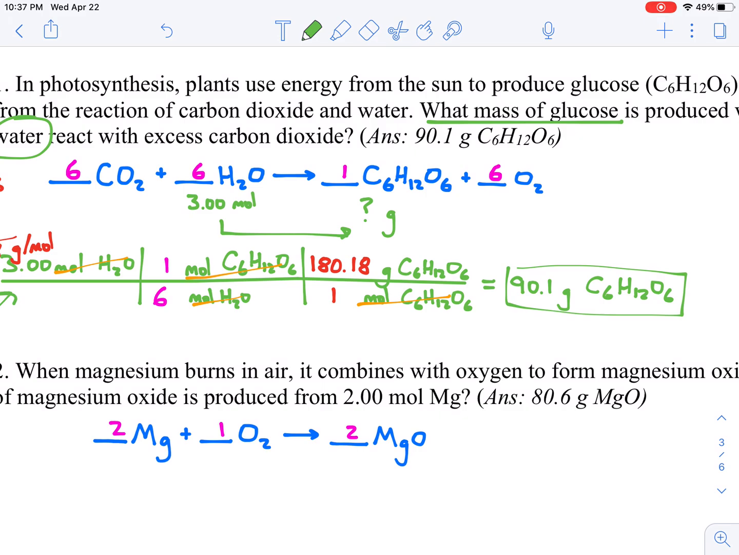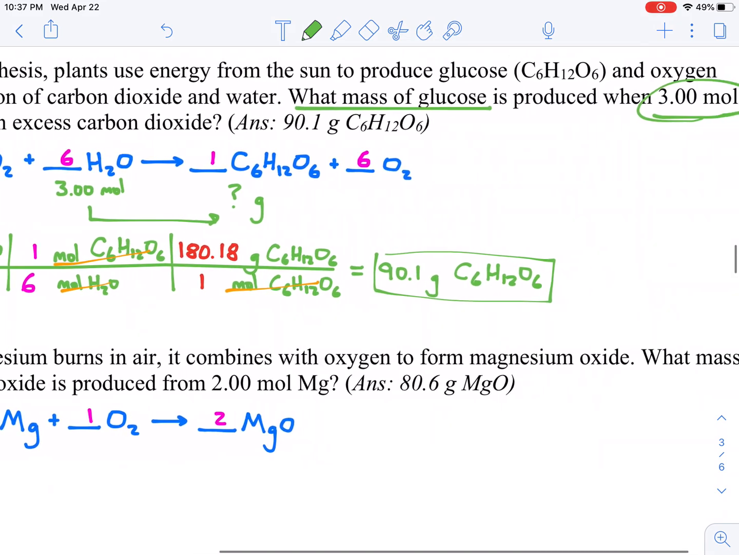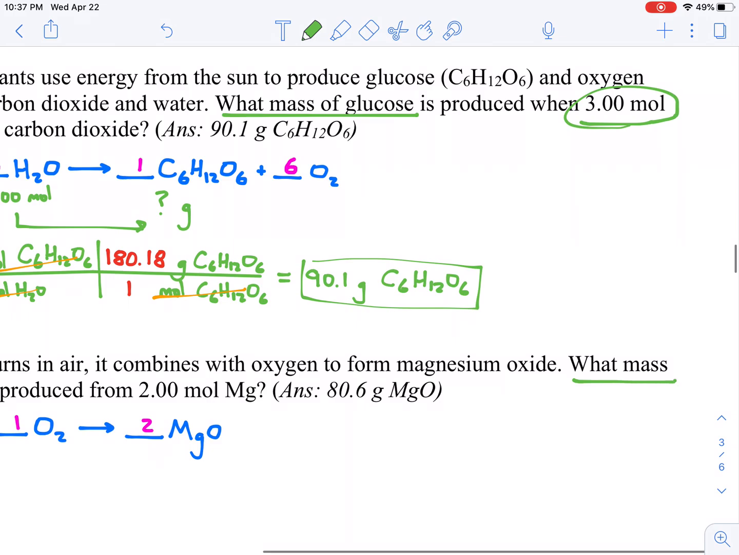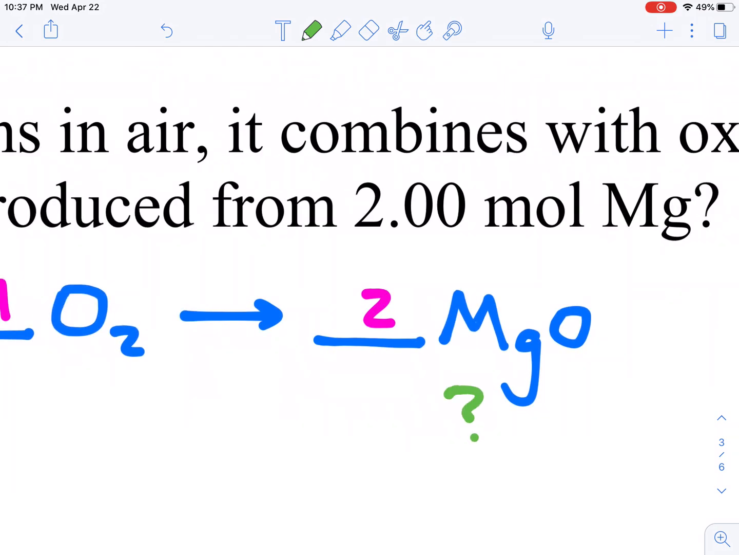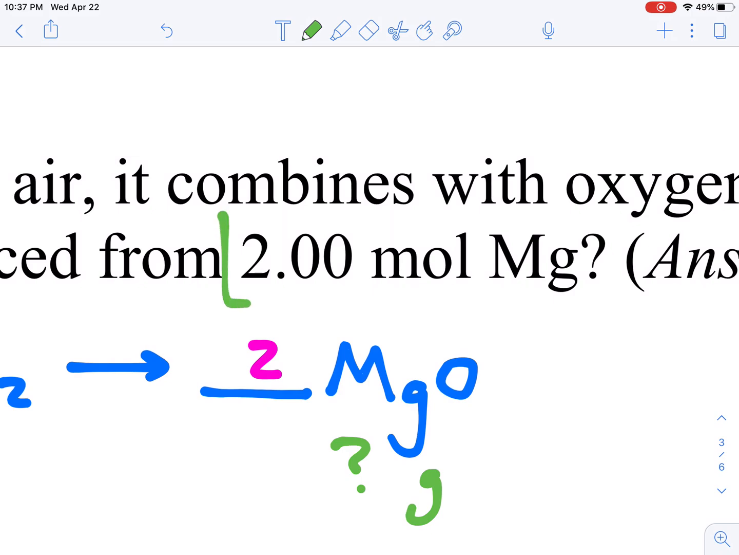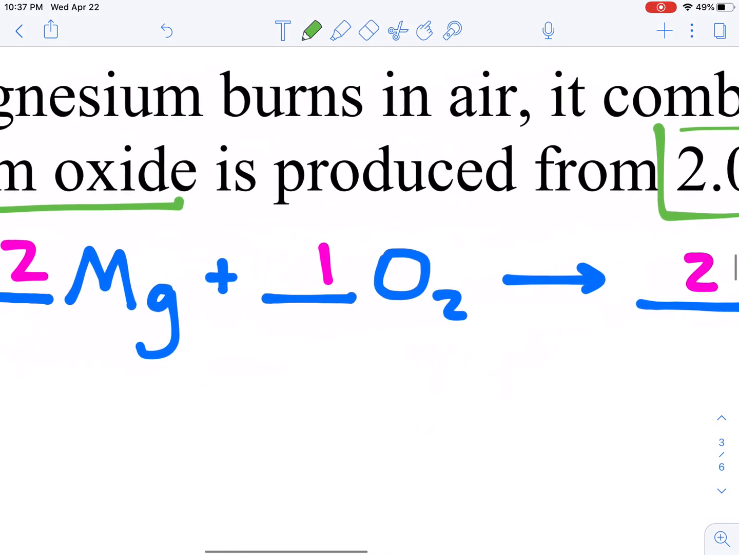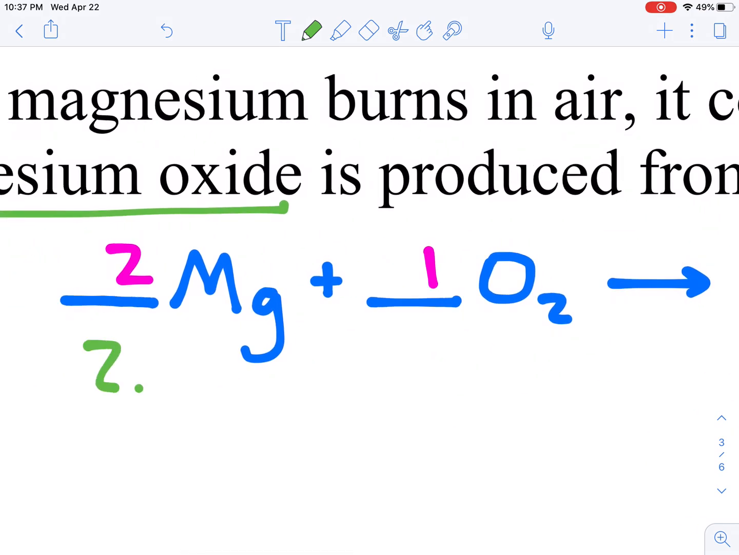In number 2, again, figure out what you know, what you don't know. It says that we're burning magnesium in air, and we are interested in what mass, remember mass is grams, of magnesium oxide. So stop immediately, find magnesium oxide. We're going to put a question mark grams, that's our goal, is produced from 2.00 moles of magnesium. So 2.00 moles of magnesium is what we're starting with.